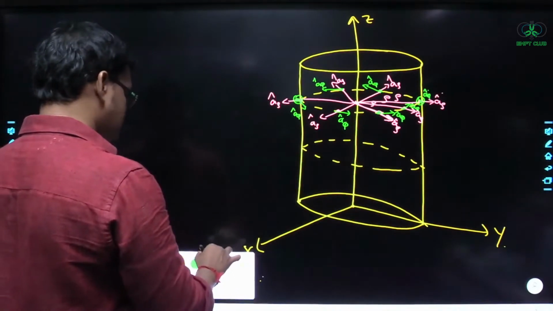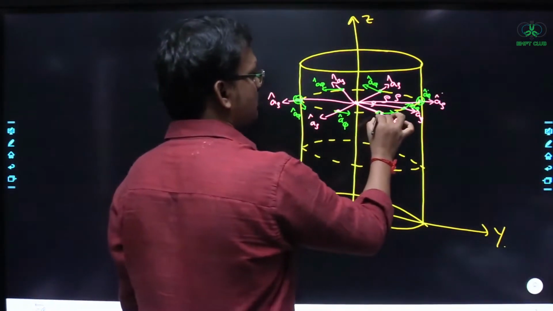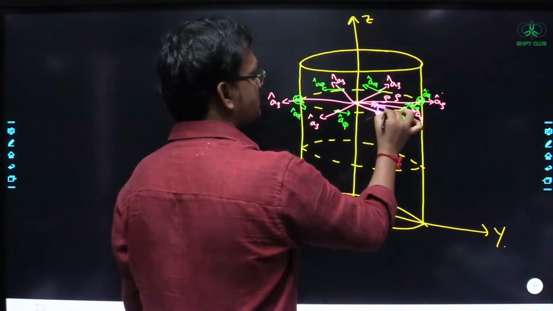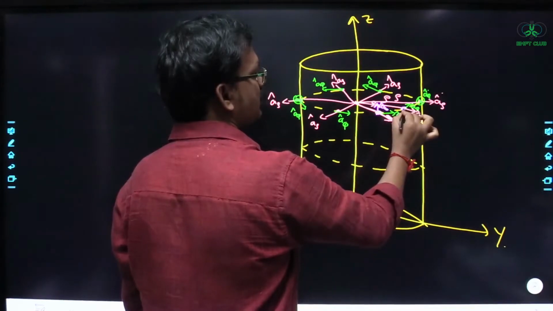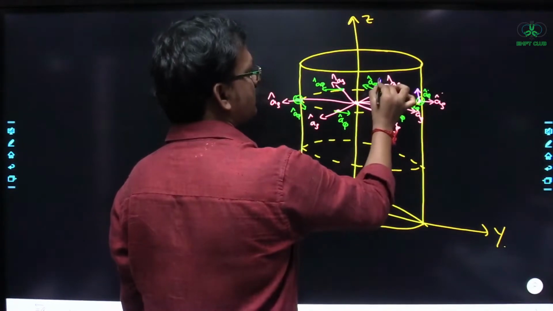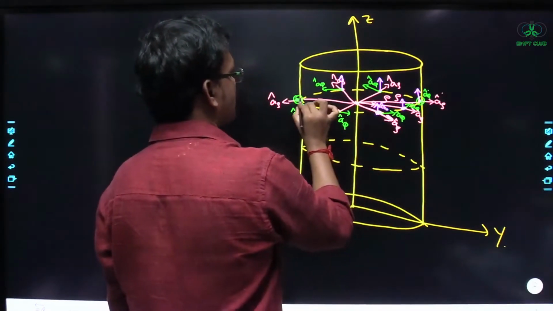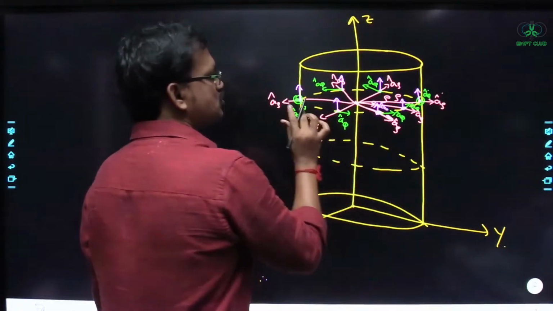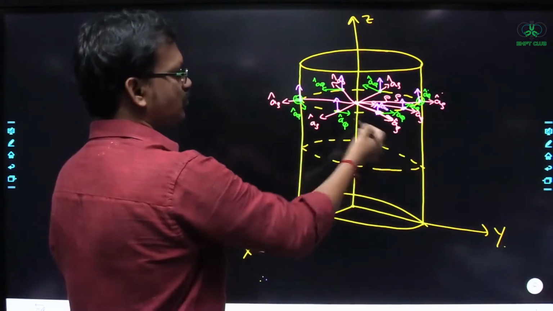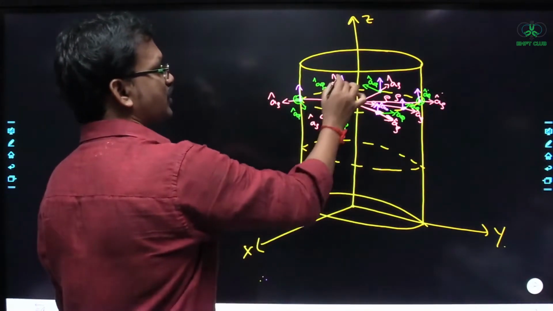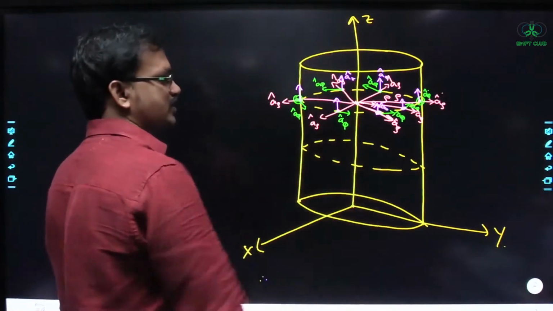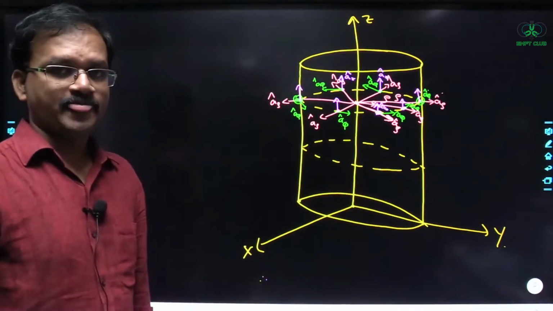a_z cap will always be parallel to what? If you consider this point, a_z cap is going to point parallel to the Z direction. Understood? So if you consider here, it is going to point parallel to Z. Whatever point you take, not only here, whatever point you can take, the direction of a_z cap will always be parallel to the Z axis. Understood? Okay.